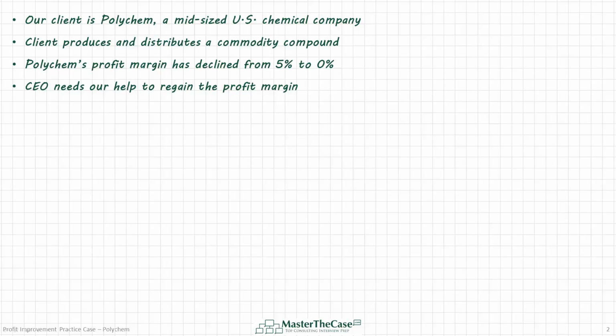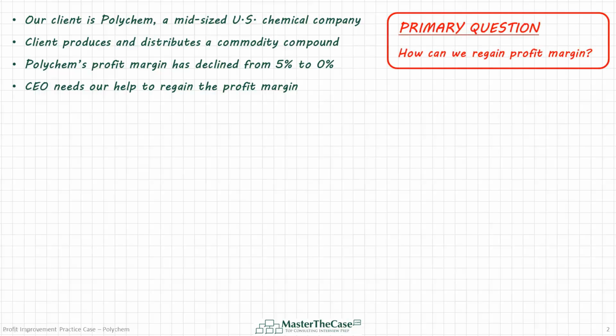I'd like to recap my understanding of the case. The situation is that our client, a mid-sized U.S. chemical company, has suffered a profit margin decline from 5% to 0%. The complication is that the client needs our help to regain the lost margin. So our primary question is, how can we regain profit margin? Is this a fair summary of the case and its primary question?